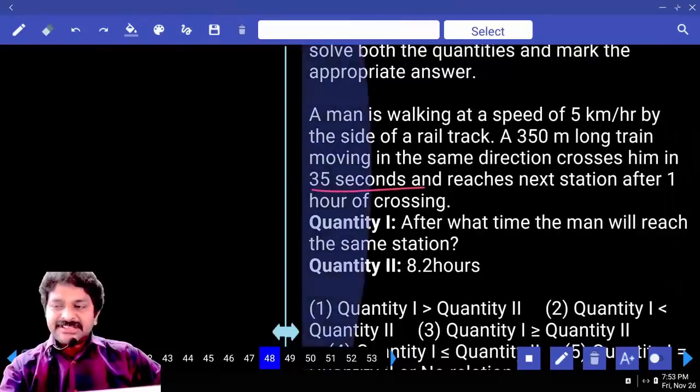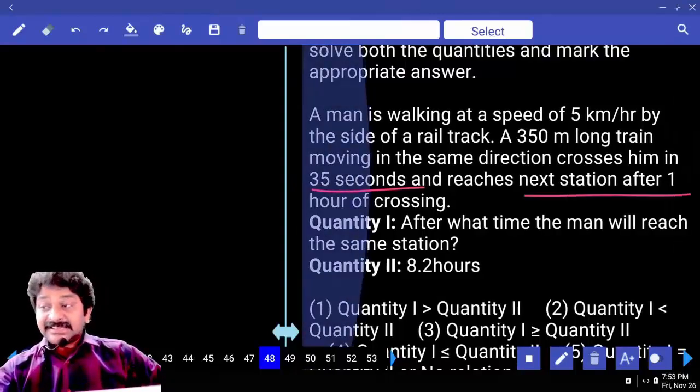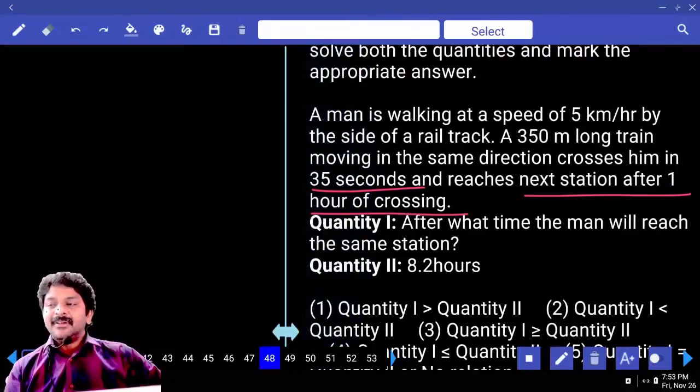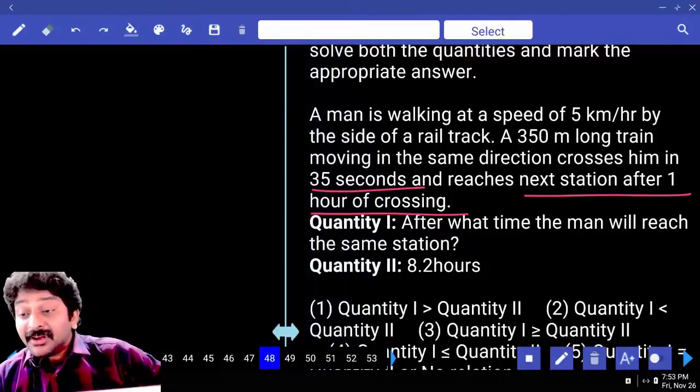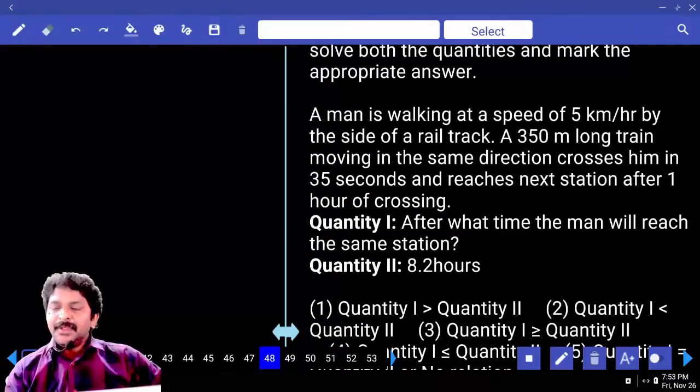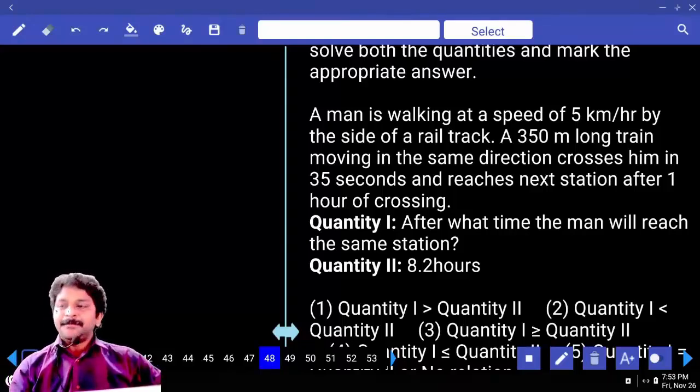Crosses a man in 35 seconds and reaches next station after 1 hour of crossing. Okay, right. So now Q1 says after what time the man will reach the same station.